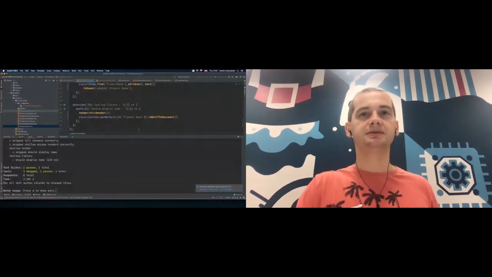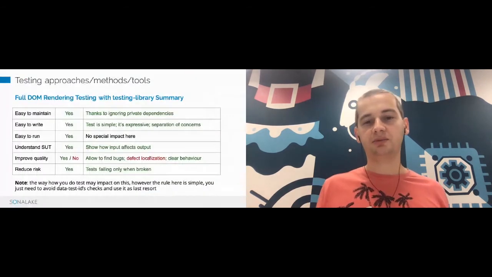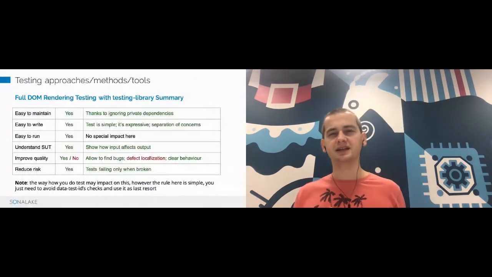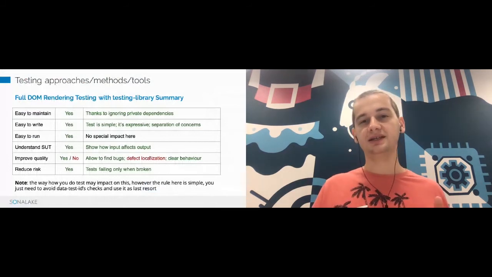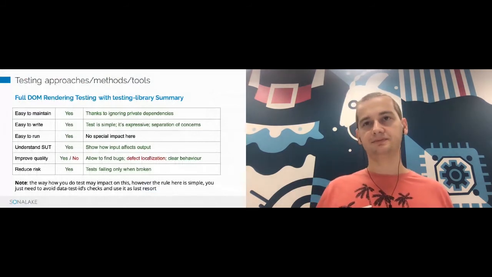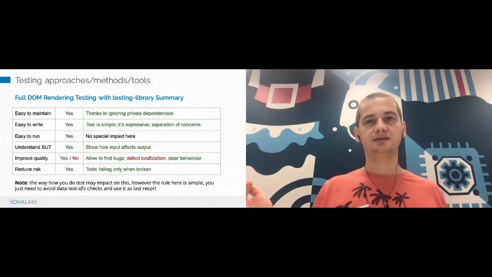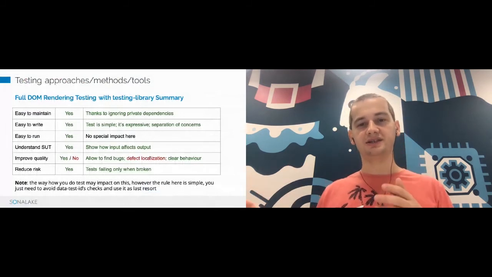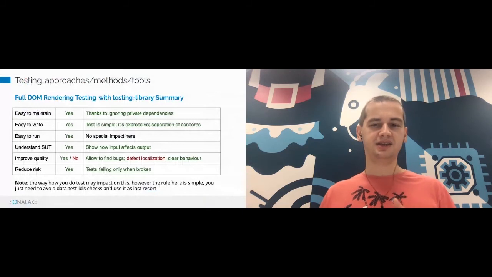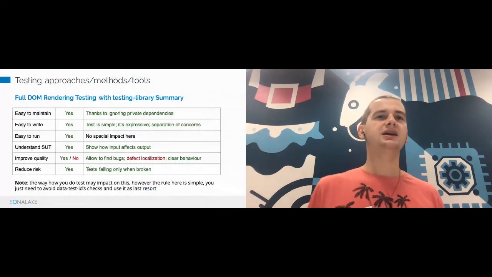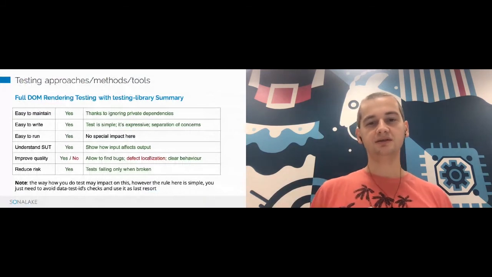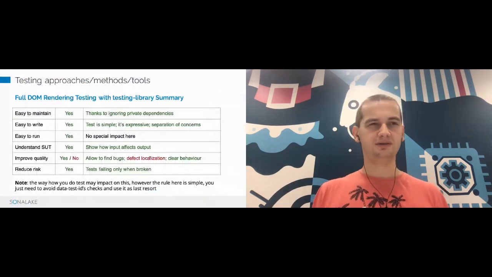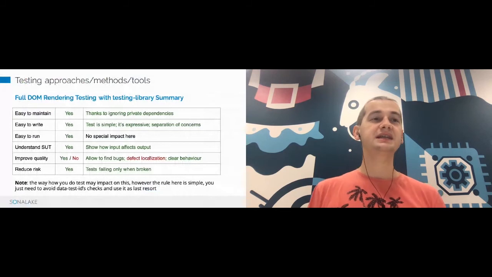That's good. It allowed us to find bugs. However, with defect localization, it's not so good. As we render everything here, it fails. And if we go to understanding behavior, it's still, yes, it helps us to understand behavior. Reduce risk, yes. Right now, tests fail when things are actually broken. That gives much better guarantees.